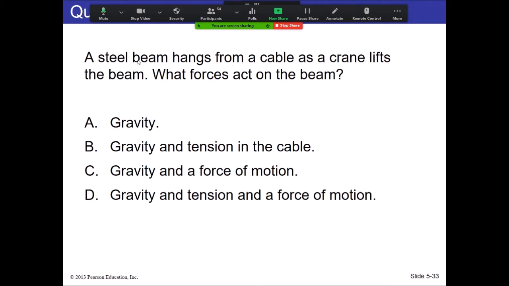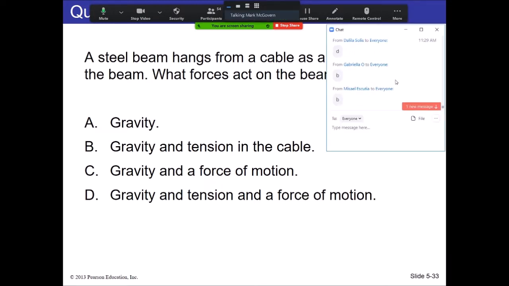A steel beam hangs from a cable as a crane lifts the beam. What forces act on the beam? What do you think? What forces act on the beam? Okay. I see a lot of B's. I got some D's in here, though. B's and D's. Okay. Excellent.